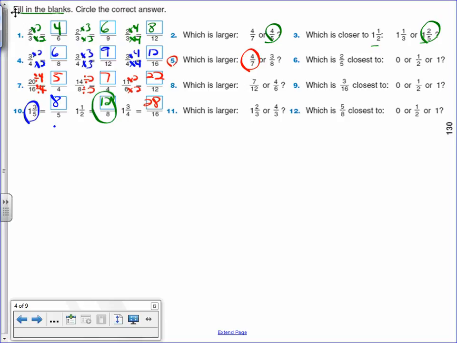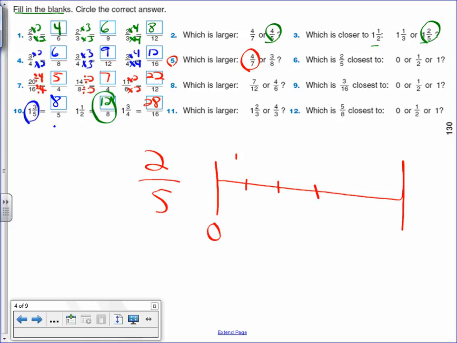Which is 2/5 closest to? 0, half, or 1? Well, 2/5. We don't have to do too much on this problem. We know it's not closer to 0 because if we put this on a number line, we have 0, then 1, 2, 3, 4. We have 1/5, 2/5, 3/5, 4/5, 5/5.